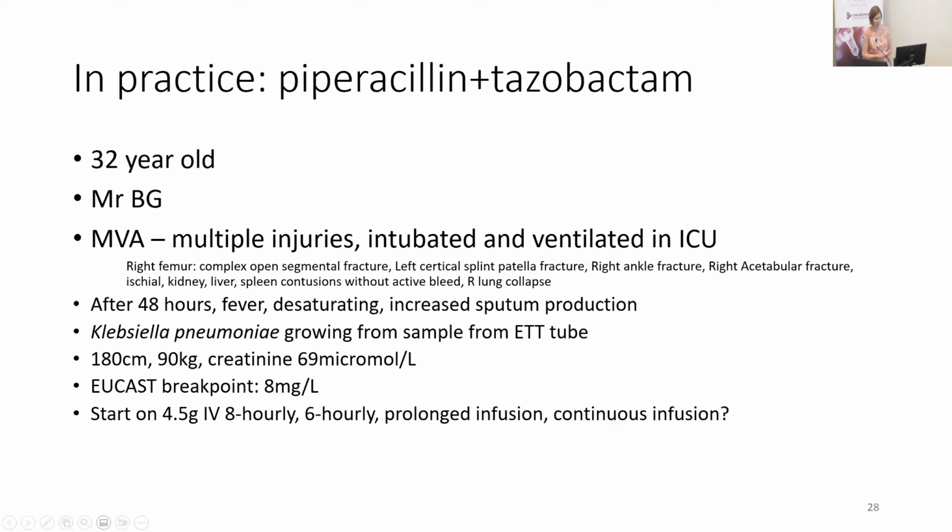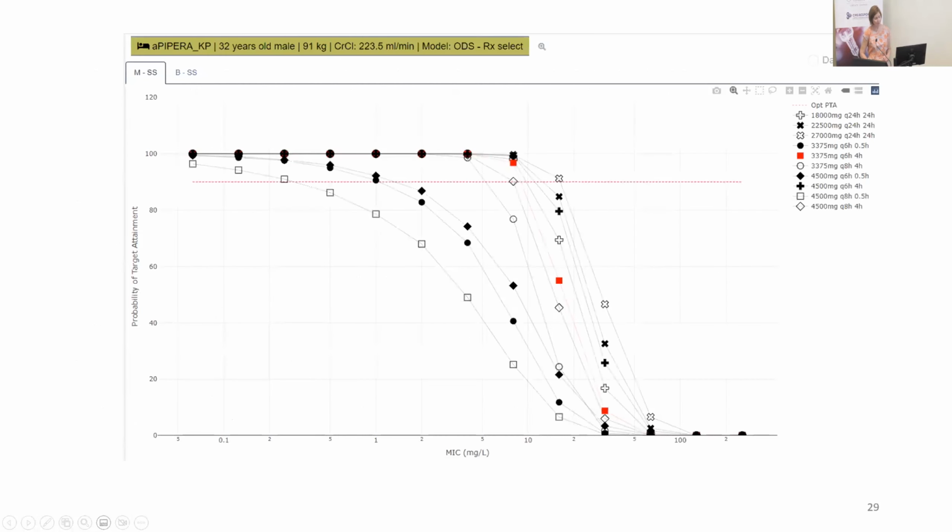The EUCAST breakpoint for the Klebsiella is 8. And so the question was, should he start on 4.5 grams IV 8 hourly? I mean, no, 6 hourly. Should he have a prolonged infusion or a continuous infusion? So again, I just put those details into IDODS to get a graph like this, which I guess looks a little complicated. But really, we're thinking about what the MIC of the pathogen might be. So if this is the Klebsiella, it's an MIC of 8.